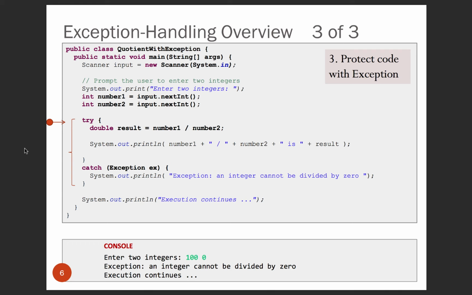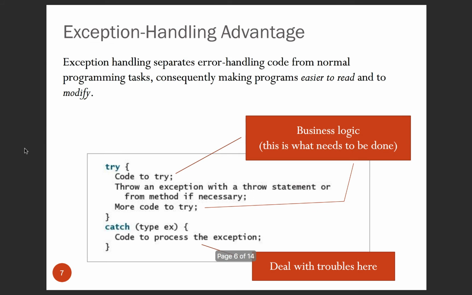We can have naive code without protection. We can solve the situation using if-else conditions. And yes, you can solve the situation using the exception handling technique. The advantage of the exception handling mechanism is that it separates error handling code from normal programming tasks.